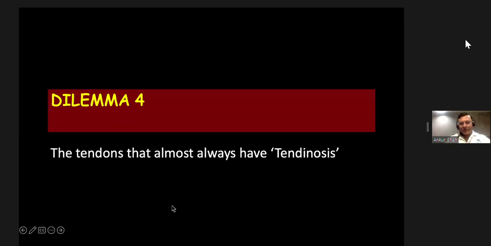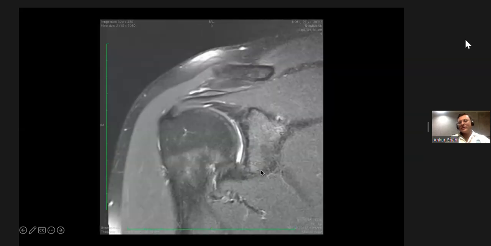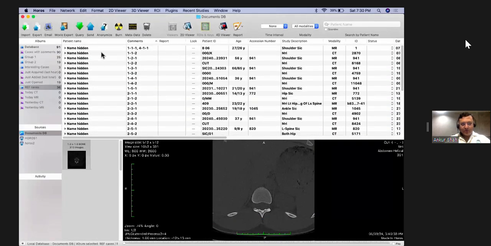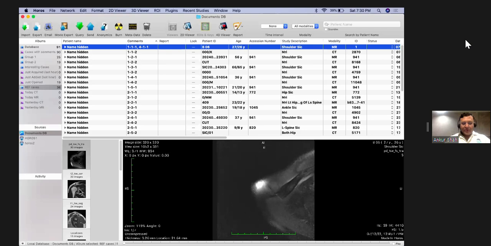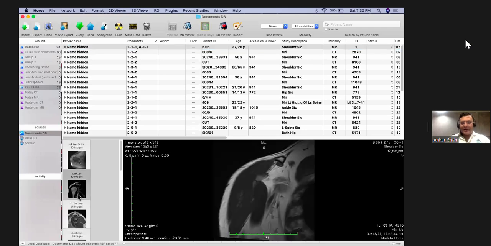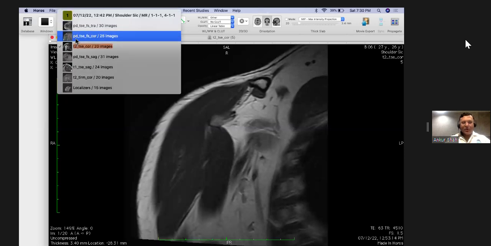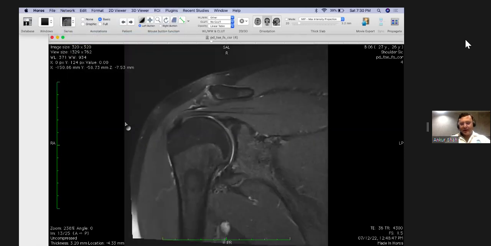Coming to the fourth dilemma, you must have seen some of the tendons which almost always show tendinosis, and the supraspinatus is one of them. I'll show you on real-life cases, which will be much easier for you to understand. Whenever you have an MRI of the shoulder joint and we see the supraspinatus tendon, invariably at a certain level the tendon looks edematous in almost each and every individual, like here.